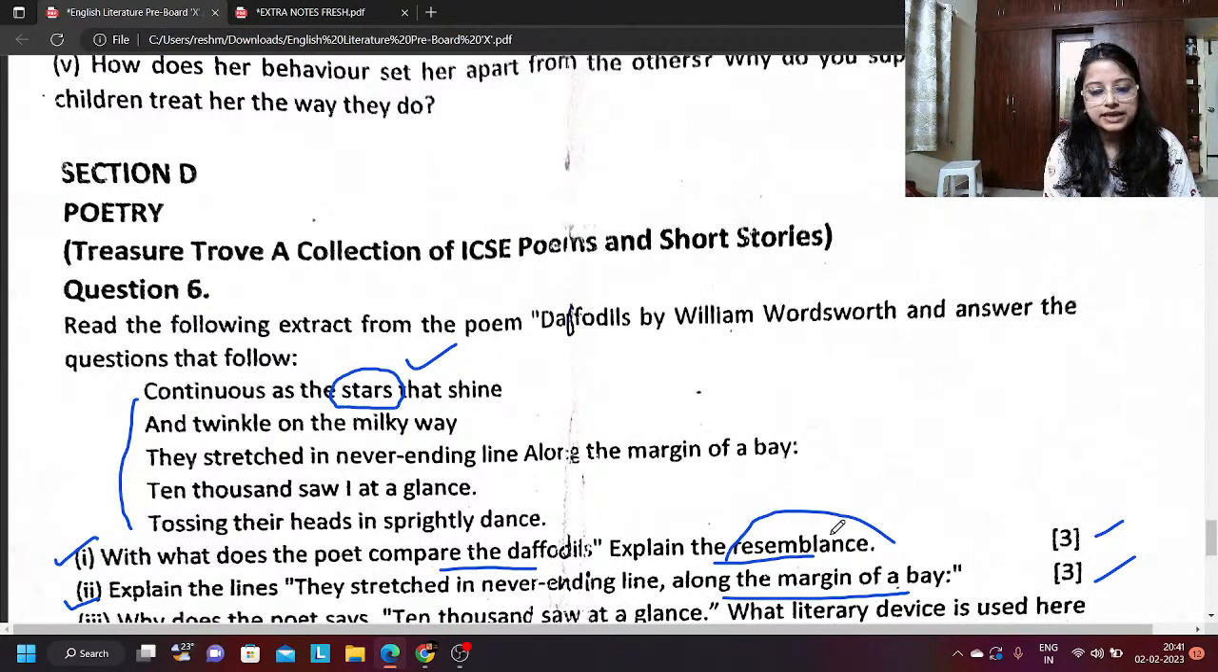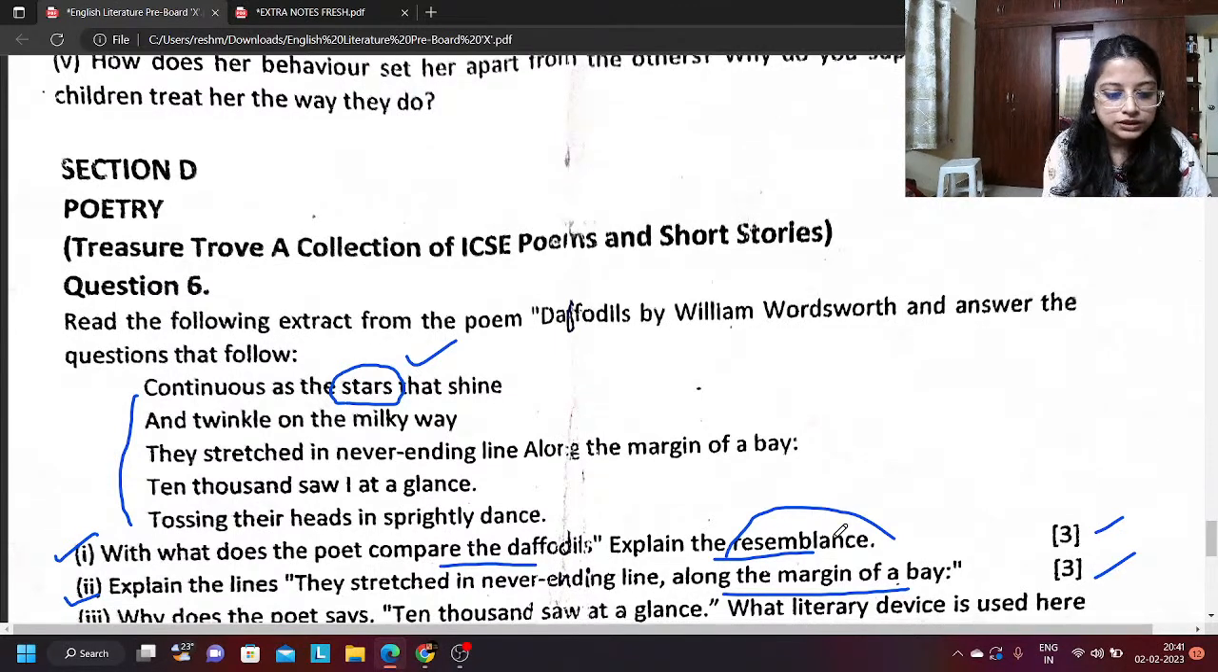Now, इसका resemblance मतलब comparison लिखना है. Okay? Comparison लिखना है कि ये जैसे stars एक के बाद एक ऐसे line में होते हैं, मिल्की वे में हो कि गैलेक्सी में हो कि स्काई में हो. Similarly, the daffodils also grow in a line. There is no gap in between. ठीक है? Let's move to the third question.